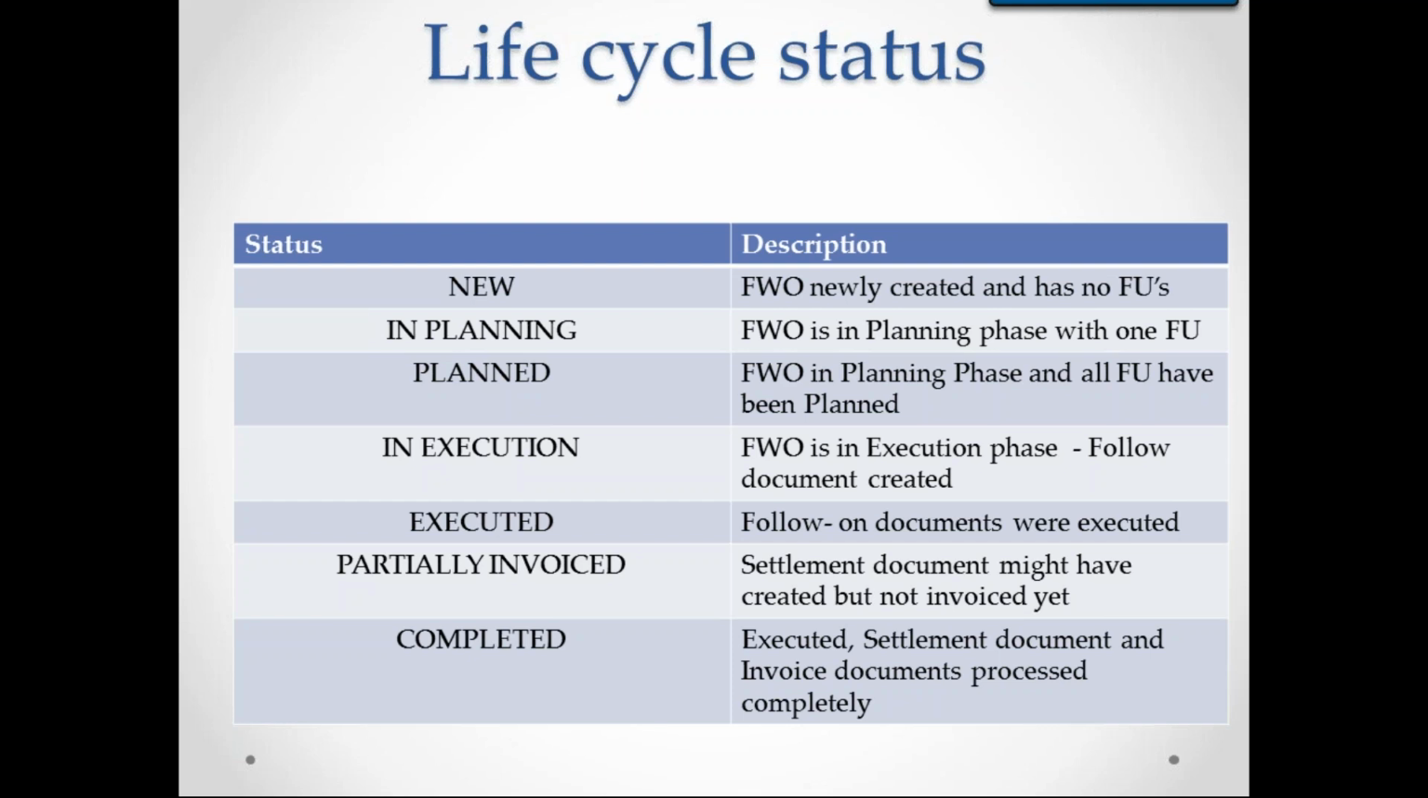Then in execution is the part where you are triggering the airway bill numbers or house airway bill numbers, printing of documents or carrier documents, tendering and all. And executed is when the documents were printed and sent to the customer or the tendering is already completed. Partially completed or partially invoiced is a settlement document, and once you executed and settled everything, you can change it to settled, completed.